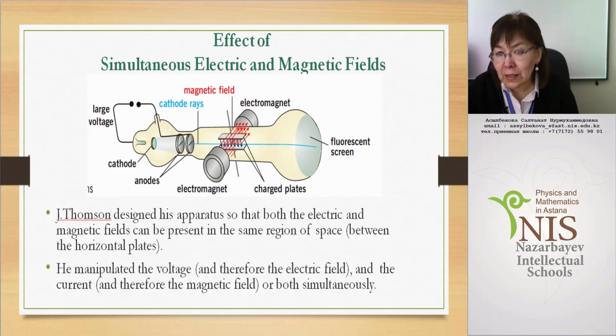The cathode rays which pass through the region of electric and magnetic fields are deflected and strike the screen, causing some glowing, which allowed him to find the deflection of the beam and calculate, for example, the radius of the trajectory. He can manipulate the electric field intensity by changing the voltage on the plates, and he can change the magnetic field strength by changing the current in the coils.